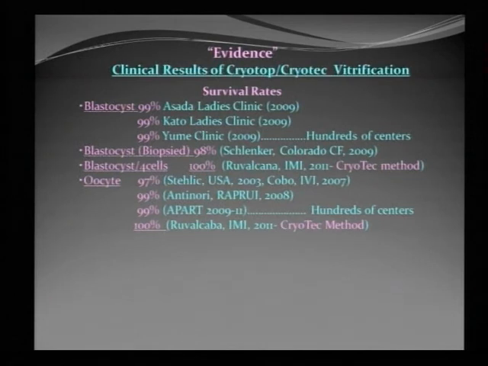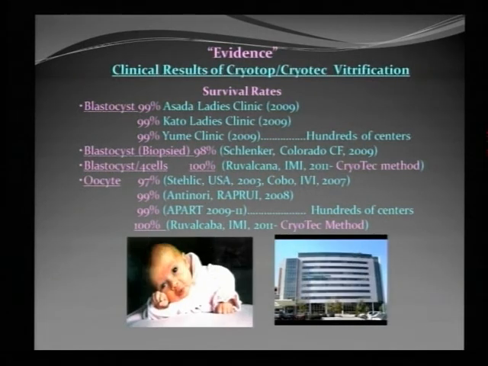Fertility and Sterility 2007. And Antinori in Italy, in Rome, 99%, and an APAT conference workshop course, 99%. And many others reported 99% for human oocytes. And since last year, the IMI Center in Mexico has also produced 100% oocyte survival using the Cryotech method. This is the evidence. Okay.